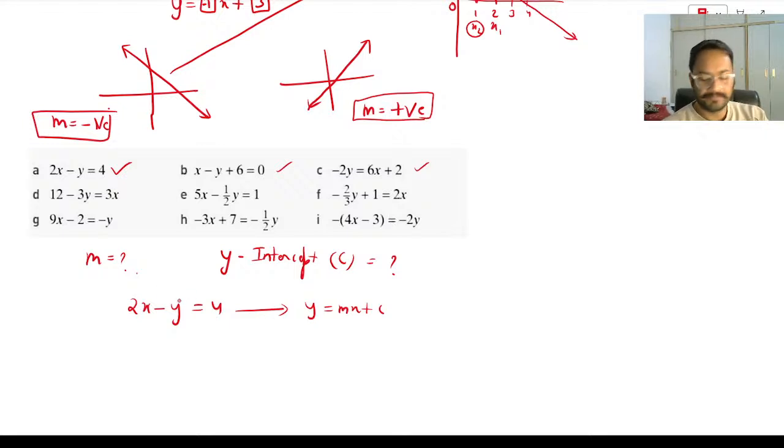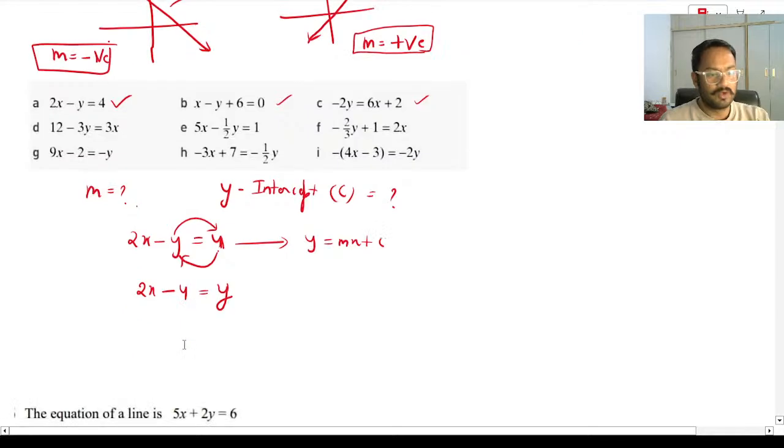Now for that, children, I'll send this to the RHS side, and this 4 I'll send to the LHS side. So I can write the equation like 2x minus 4 is equal to y. Is that clear? Yes. Very good. Lekhansh, you are correct. C is minus 4. So you can write it here, children.